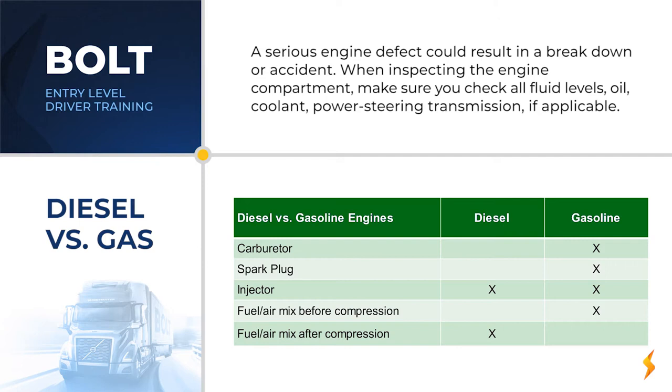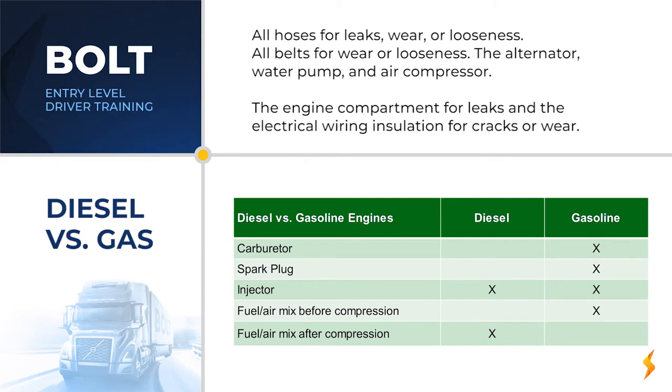When inspecting the engine compartment, make sure you check all fluid levels: oil, coolant, power steering, transmission, if applicable. All hoses for leaks, wear, or looseness. All belts for wear or looseness. The alternator, water pump, and air compressor. The engine compartment for leaks, and the electrical wiring insulation for cracks or wear.